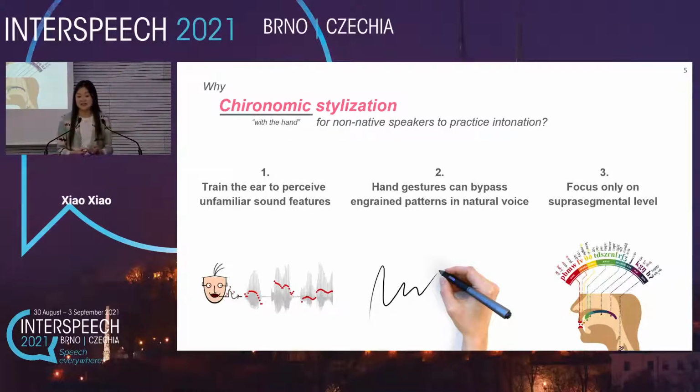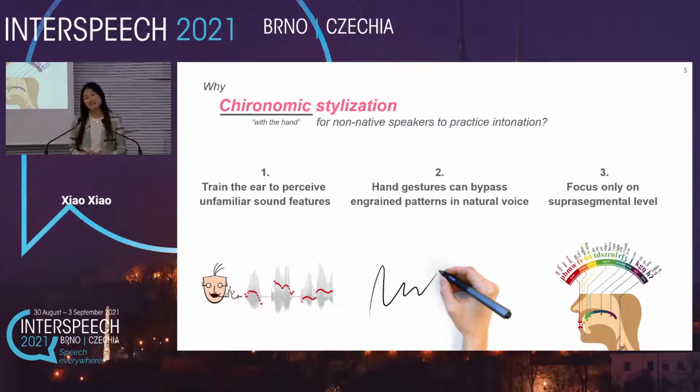So first, it can train the ear to perceive unfamiliar sound features, where when you're learning a new language, you're not really oftentimes hearing what's actually there. And the multimodal correspondence between the kinesthetic and maybe the visual with the auditory can help attune people's ears to new sounds. Second, oftentimes people get stuck with the intonation of their native language when they're trying to use their natural voice. And the idea of using their hands is a way to bypass these ingrained habits.